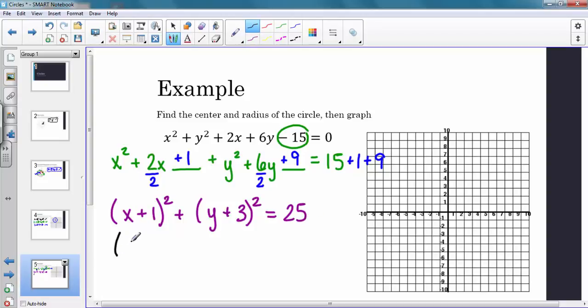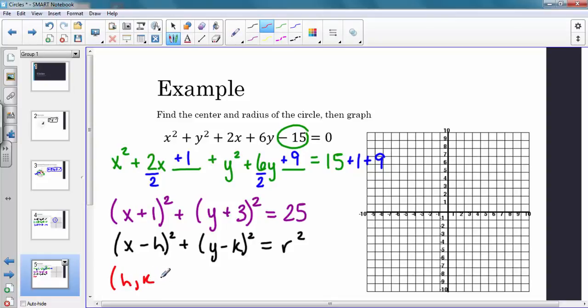Again, my standard form is x minus h squared plus y minus k squared equals r squared. So here, (h, k), my center, is going to be (-1, -3), because I have addition signs, but I need them to be minus signs in standard form, so both h and k have to be negative. And then my radius is the square root of 25, which is 5.